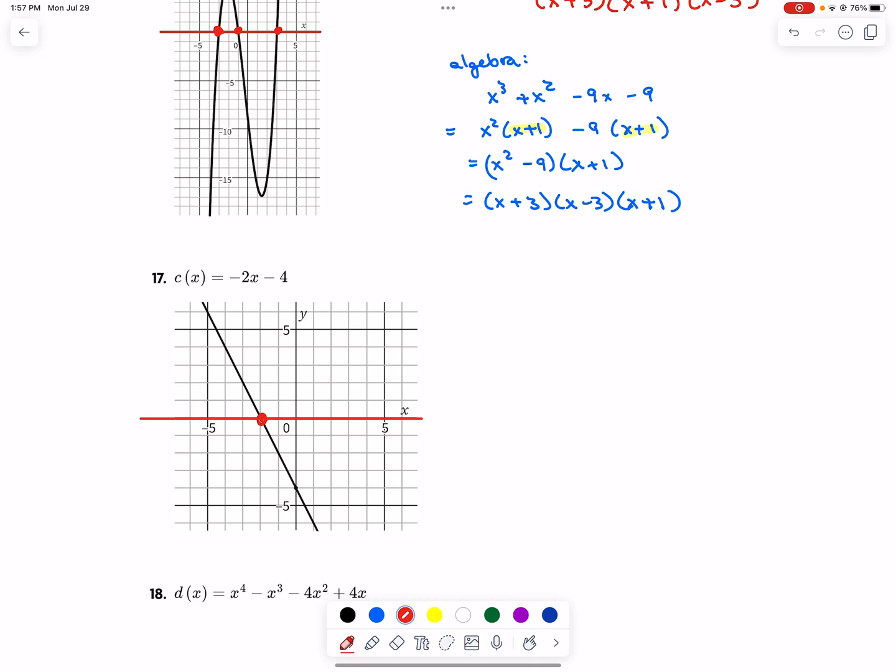the only root is at negative 2. Factored form is negative 2x plus 2. This is not the root. This is just a coincidence, which they should not have put in there. Okay, so notice a linear function always just has one real root.